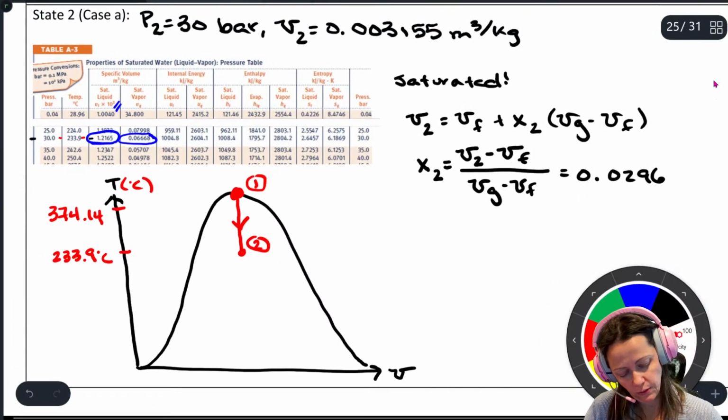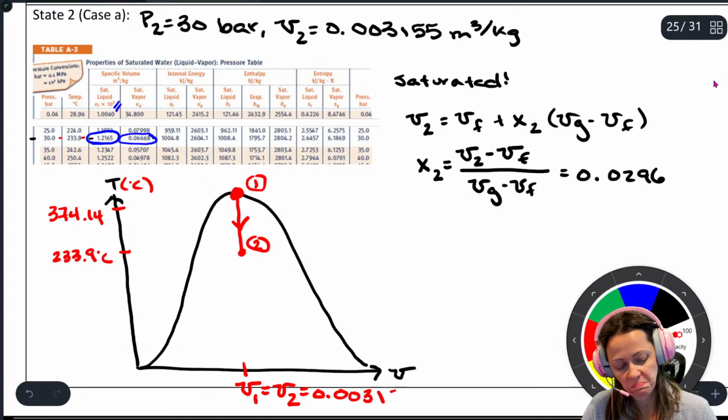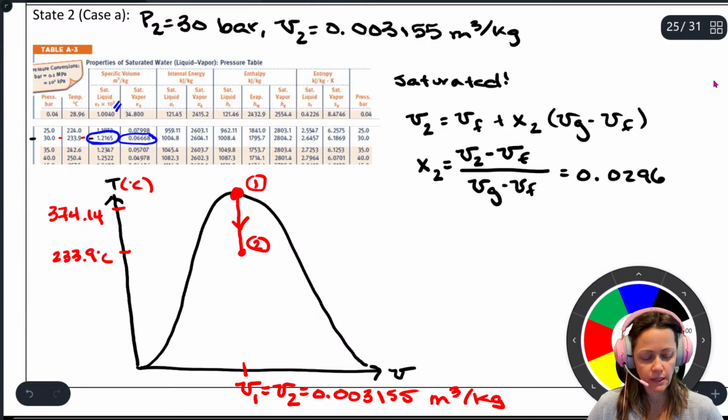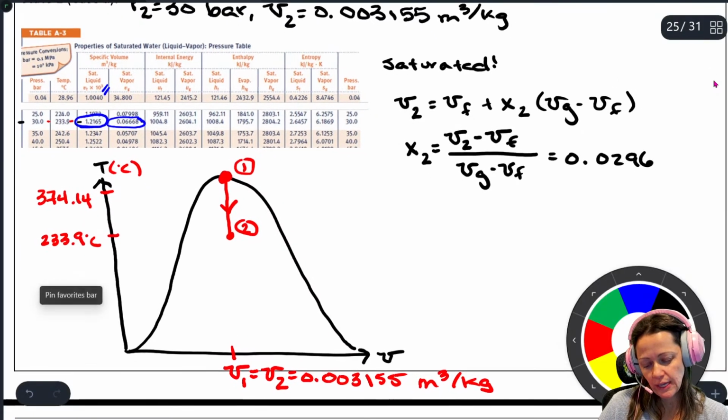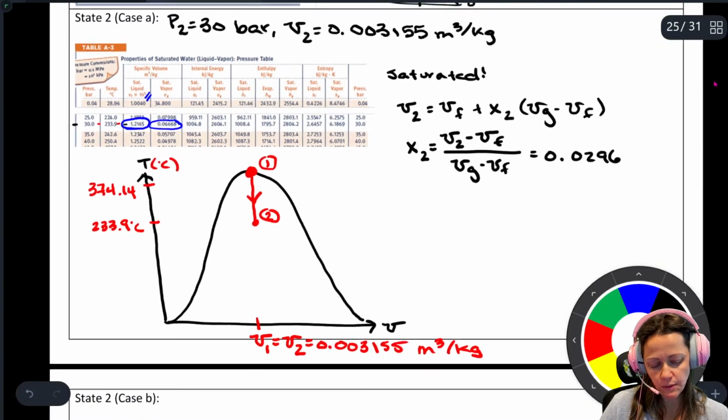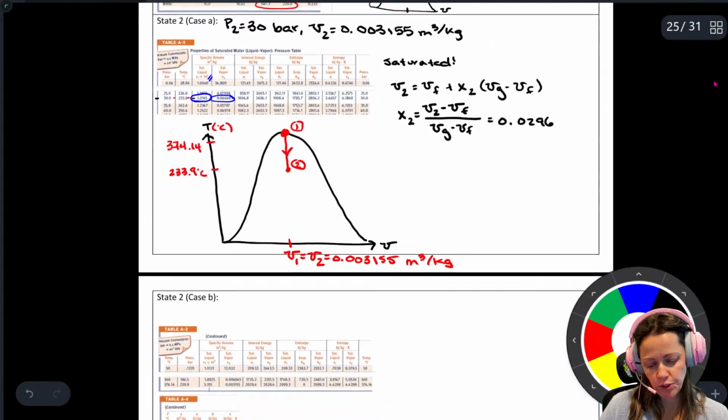And I guess the only other thing that I might do is put, this is my V1, which is the same as V2. And as long as I've got it defined somewhere on my work, that's fine with me. As long as it's pretty obvious that that's what it is, I'm good. Okay. So that's case A.